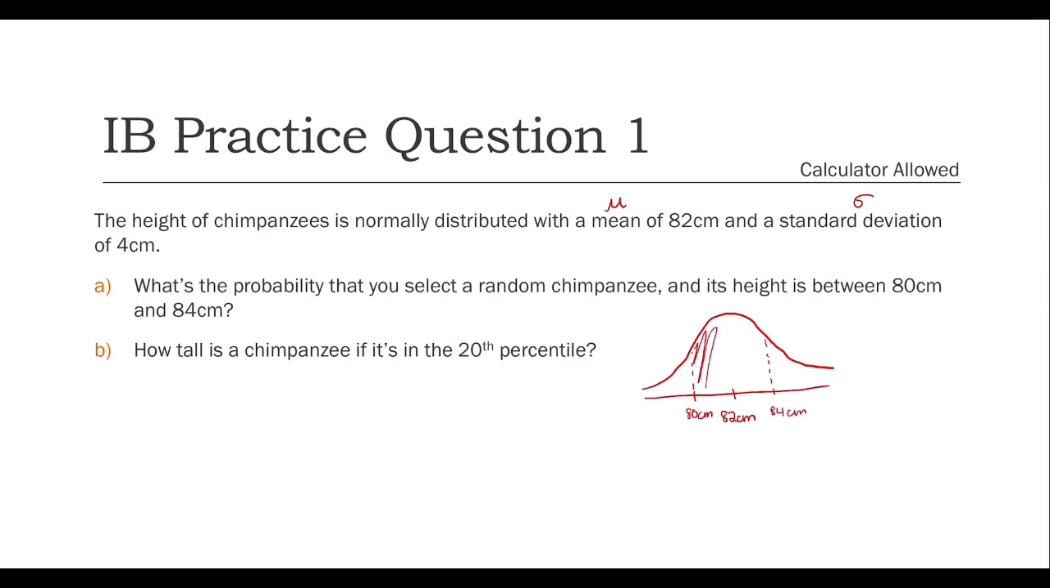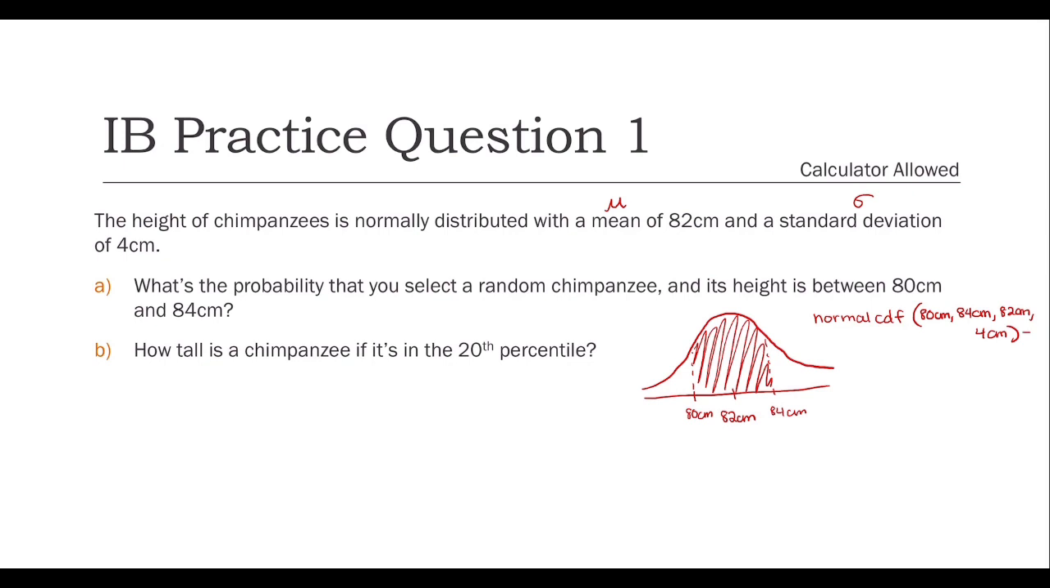So we're looking for this area here. And because we're looking for the area between, we're going to use normal CDF in our calculator, where our lower limit will be 80, our upper limit will be 84 centimeters, mu is 82 centimeters, and our standard deviation is 4 centimeters. So we'll go ahead and enter all of that into our calculator.